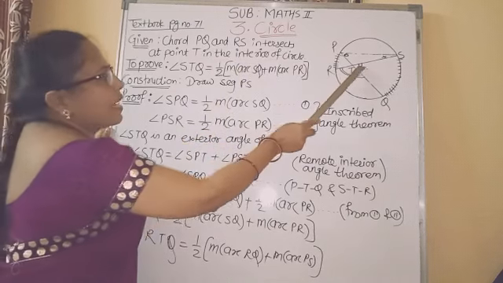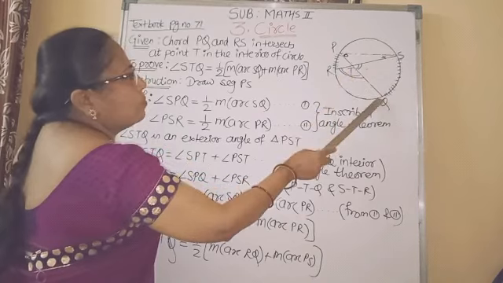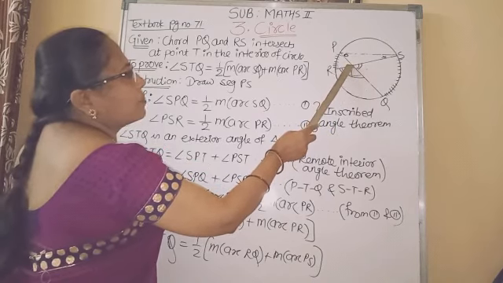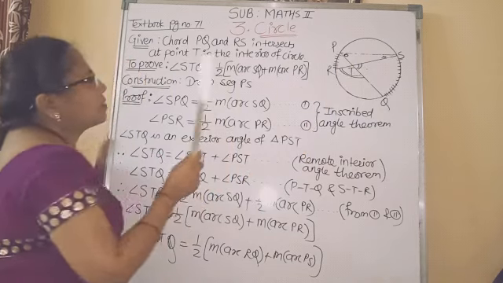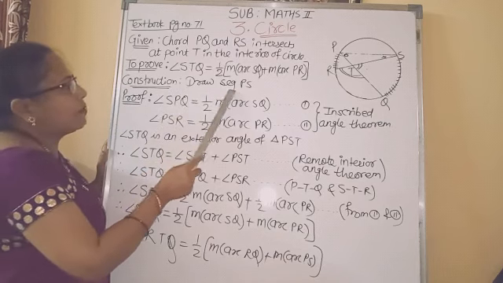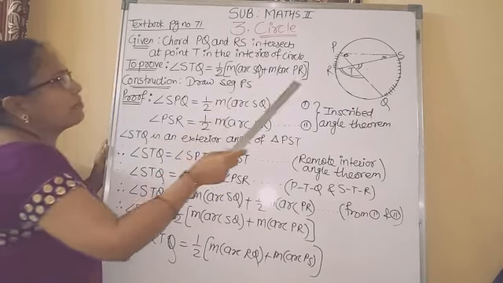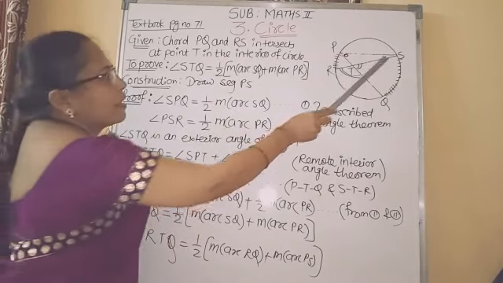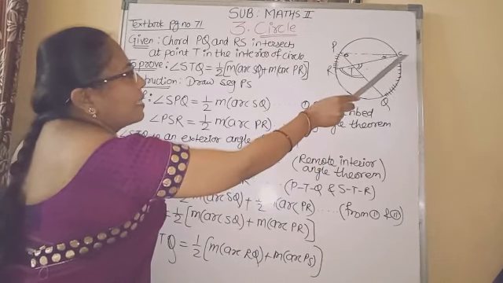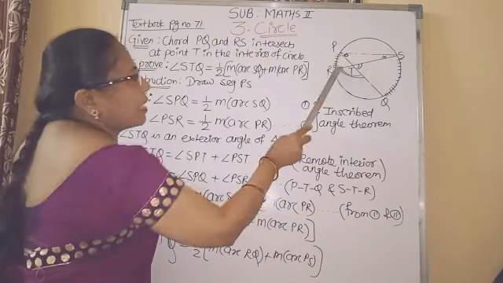Okay, first you have to take the arc intercepted by this angle STQ and then the arc intercepted by its vertically opposite angle. Followed? So to prove this, we have to do one construction. Draw segment PS. So here we got two inscribed angles: angle SPQ and angle PSR.